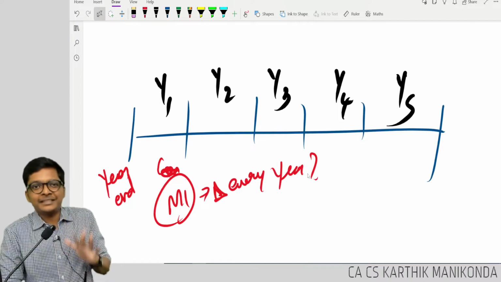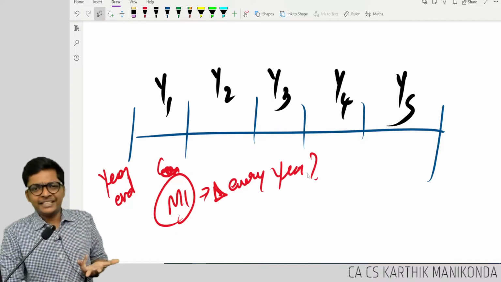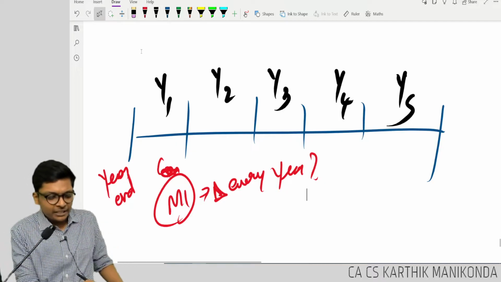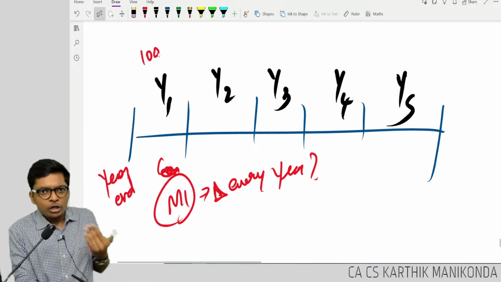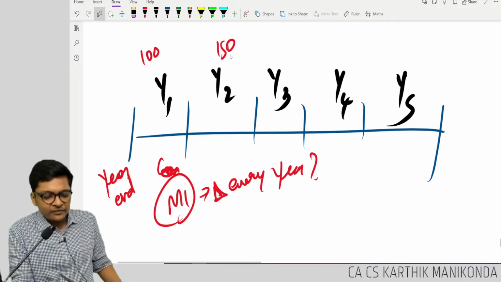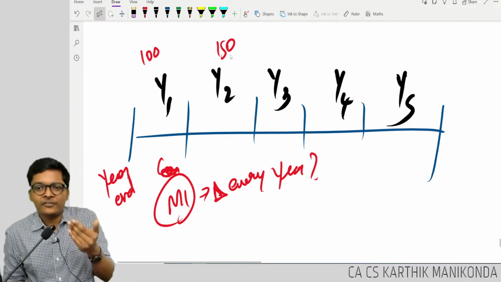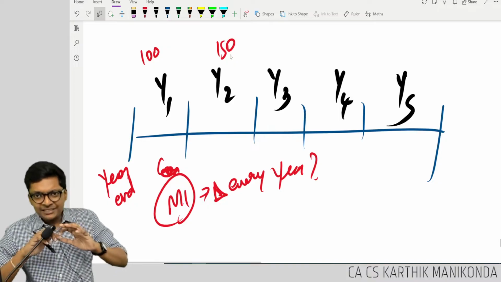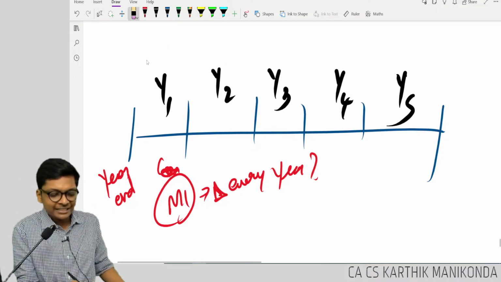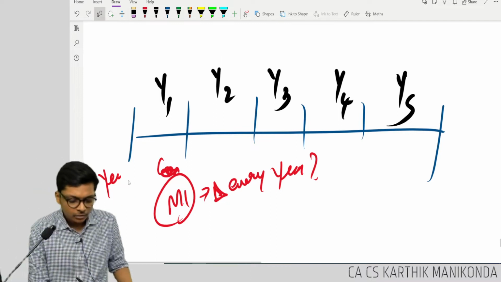Will it change or remain the same? It will change. If the assets increase, see, if first year PPE was 100, your share is 20% of 100. If second year PPE becomes 150, your share is 20% of 150. So it has the potential to change, correct? Are you understanding, guys? Okay.